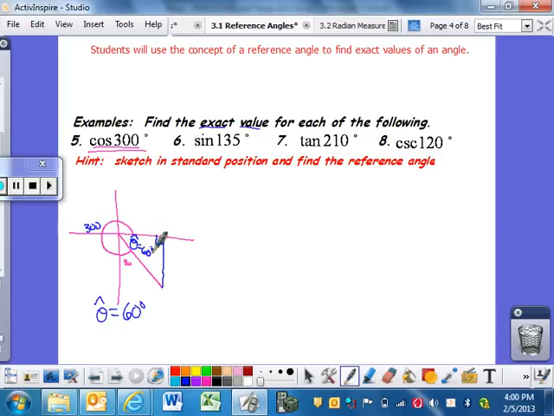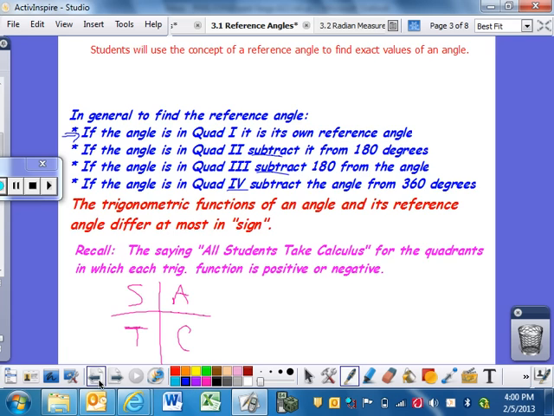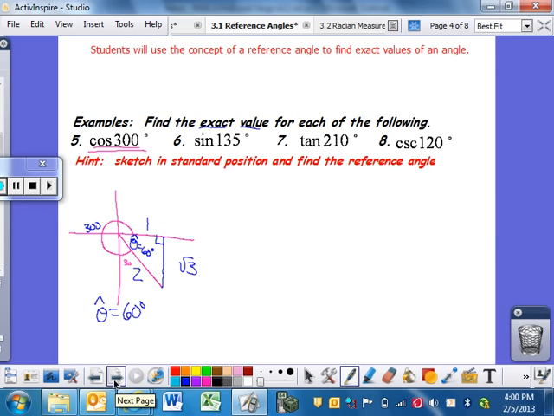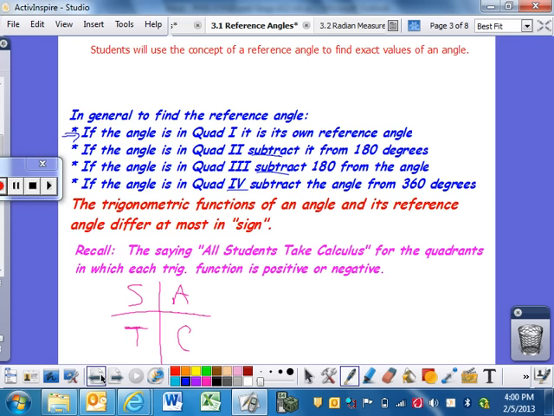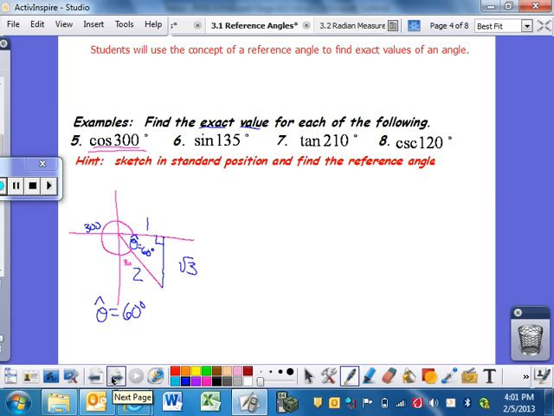And if that's a 60-degree angle, we should be like, hey, that's 1, 2, square root of 3. Now a lot of this is going to be redundant. We're like, sweet, the square root of 3's here, the 1's here, the 2's here. What I talked about with the all students take calculus, I'm asking for cosine. Should cosine be positive or negative in this quadrant? Okay? Oh, I'm jumping ahead. Cosine means, hey, this should be positive here. So my answer should be positive.